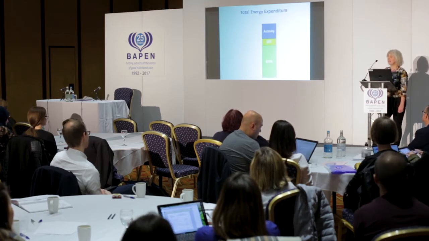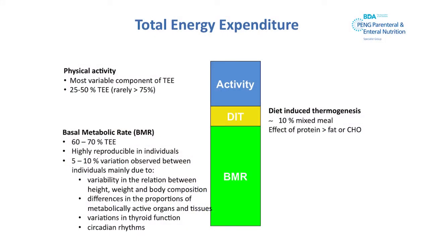Before you do anything with energy requirements, I think it's incredibly important to understand, when you look at a paper that tells you that they're measuring energy expenditure, what components of energy expenditure they are actually reporting the data on, because it makes a huge difference in how you interpret what you see. So the three main components are basal metabolic rate, which is between 60 and 70% of anyone's total energy expenditure.